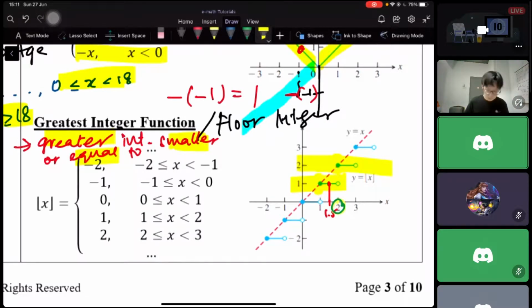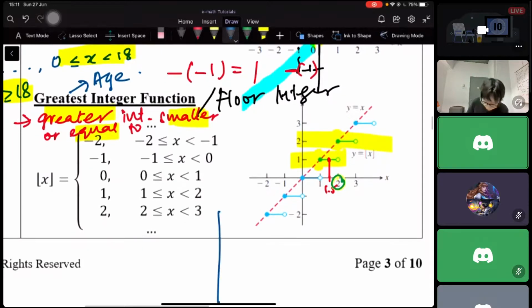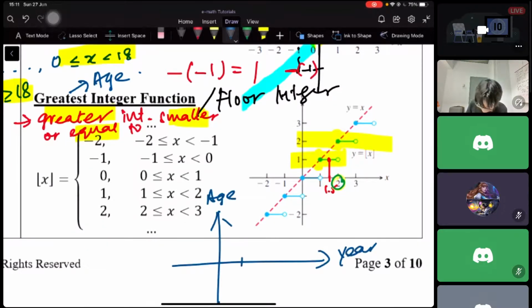And how do you remember? You just imagine greatest integer function is just like your age. Okay? You guys are 18 or 19? 18, I think it's 18, right? So you just imagine, okay, this is the year. This is your age. 2020, 2021, 2022. Okay, you are 17, 18, 19.